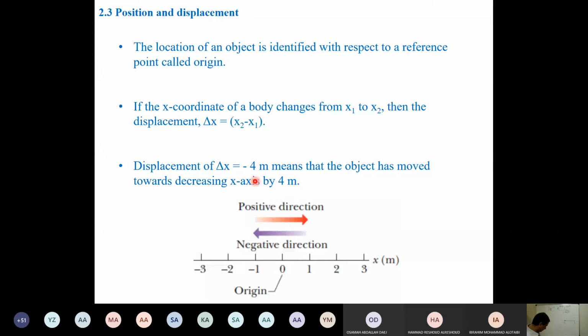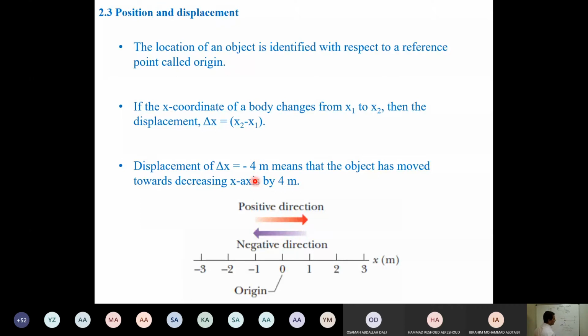If the object initially was 8 meters away from the origin, and here it is 4 meters away from the origin, and we want to determine the displacement, it is going to be again x2 minus x1. So x2 here is 4 meters, and this is 8 meters. So you know that the negative quantity is now minus 4 meters.